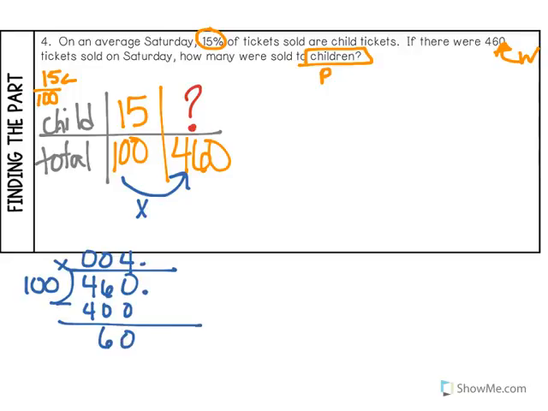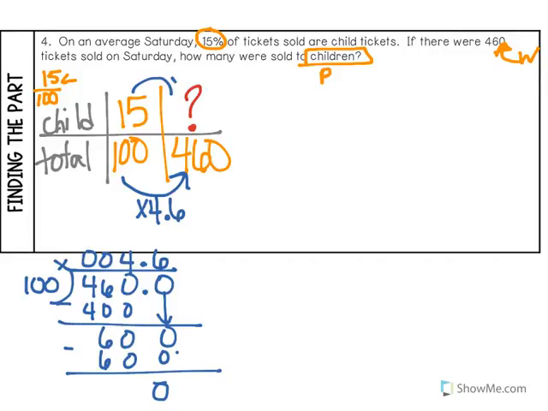So I'm going to add a decimal and bring it up, and then a 0. 100 goes into 600 6 times. Subtract and I get 0. So I know that 100 times 4 6/10 will give us 460. Well, to find my missing part, I have to do the exact same thing. Multiply it by 4 6/10.